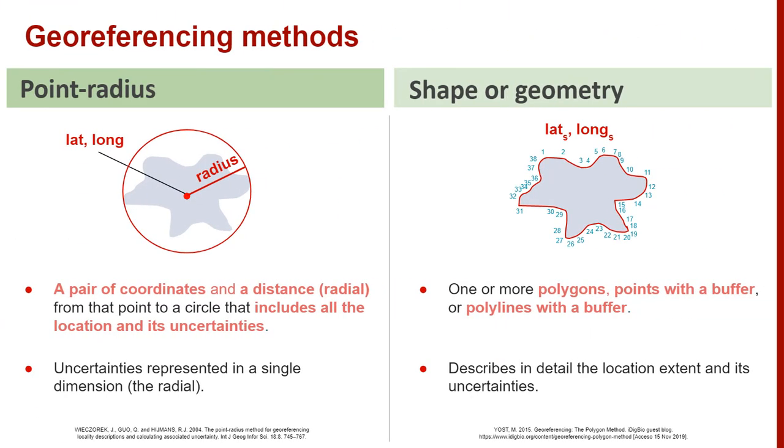Just as a reminder, the point radius method provides a pair of coordinates and a distance, which is the radius of a circle, including all the location and its uncertainties. In this method, uncertainties are represented in a single dimension, the radial. The shape or geometry method, instead, provides one or more polygons, described by a series of consecutive points, points with buffers or polylines with buffers, so describing the extent of the location and its uncertainties in detail. To learn more about these methods, please refer to the corresponding publications cited on the screen and to the Georeferencing Methods class of this course.